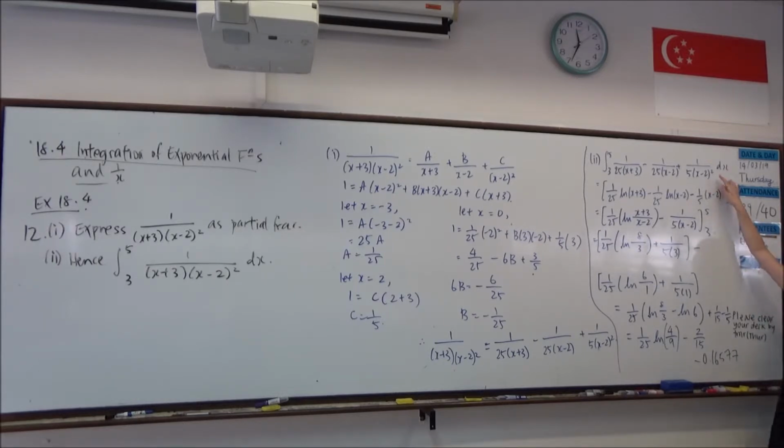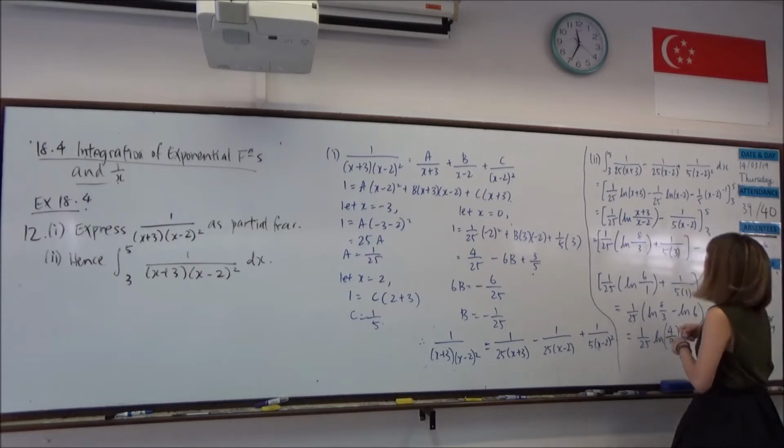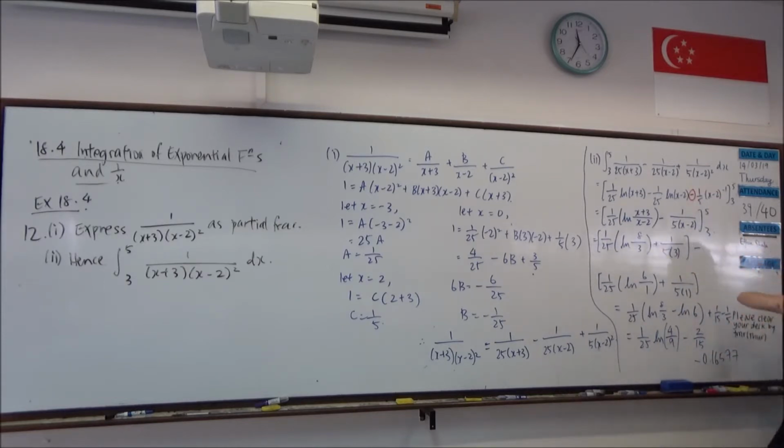If it's a power of 2, then you need to do your normal integration. You add 1 to the power, you get negative 1. Then don't forget to divide by negative 1 as well. That's why there is a minus over here, because I divide by negative 1, so the plus I change to minus.